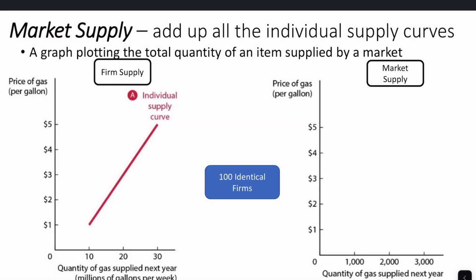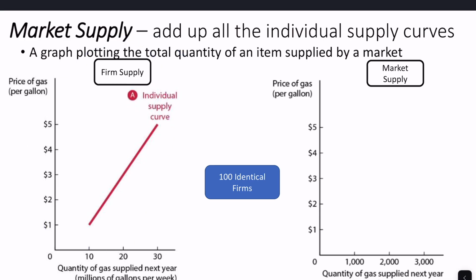We want to go from individual supply curves into a market supply curve that will add up all the supply from all the firms in the entire market. This market supply curve will be a graph plotting the total quantity of an item supplied by an entire market. Over here on the left, we have a firm supply curve.